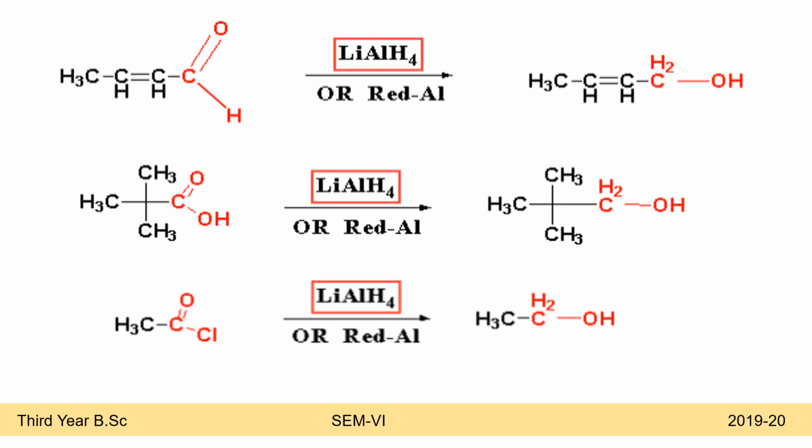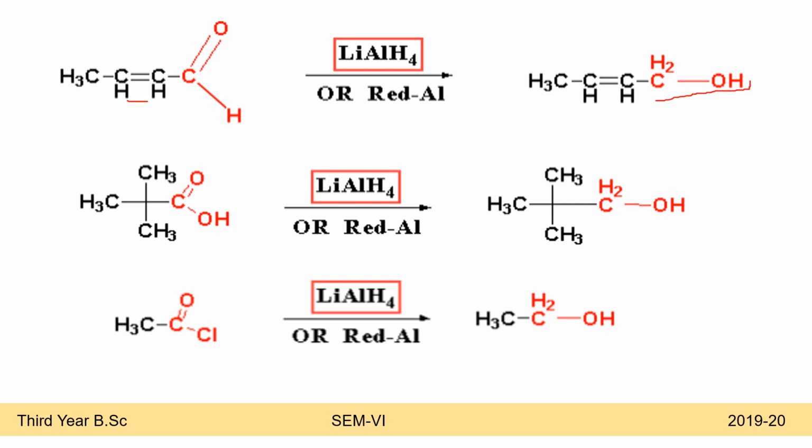Let us see the example of both the reagents, lithium aluminum hydride and Red-Al, both having the same functionality, but Red-Al is more effective as compared to lithium aluminum hydride. So this is an aldehyde molecule, an unsaturated aldehyde molecule having double bonds. When reacted with both the reagents, lithium aluminum hydride or Red-Al, it gives the corresponding unsaturated alcohol.